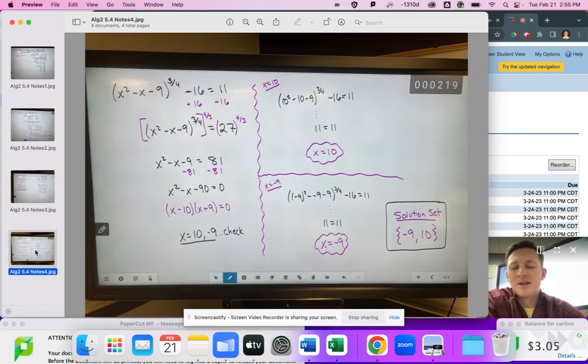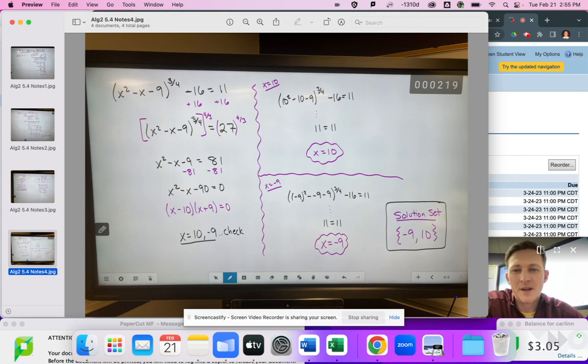Last problem, pretty similar. Over here in the top left, we want to get rid of all this junk outside. So let's get rid of the minus 16 first. So we're going to add 16 to both sides. And now we have x squared minus x minus 9 to the power of 3 over 4. That's the exponent. That's the root like we talked about last week. Equals, we added this up, that's 27.